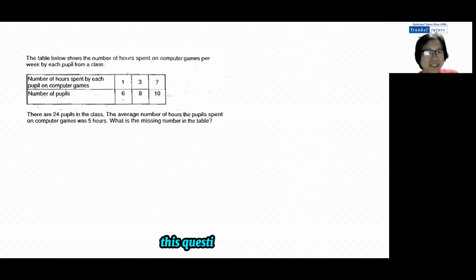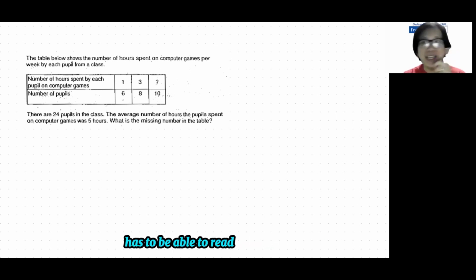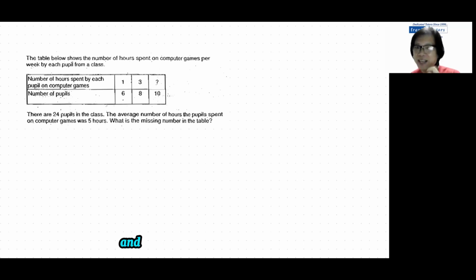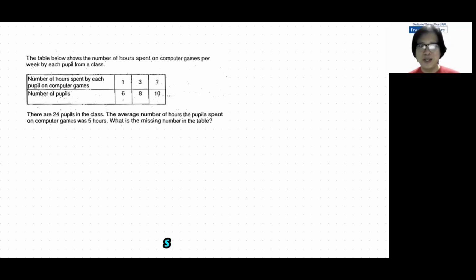This question is a combination of a topic on tables, which is considered a form of graph in Singapore mathematics, and average. So the student has to be able to read and understand tables and at the same time understand the concepts behind average. So average is something that all students have to understand.